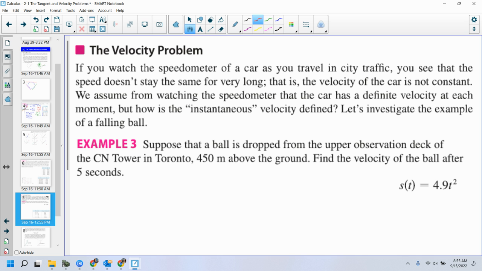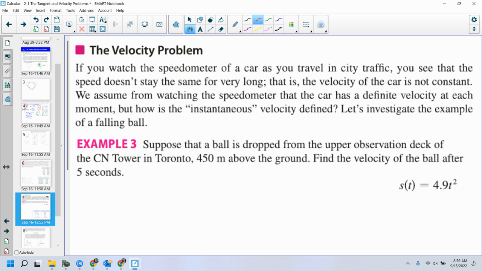We assume from watching the speedometer that the car has a definite velocity at each moment. You see the cop on the side of the road and you ask, how fast am I going? The speedometer is calculating the instantaneous velocity. But how is this instantaneous velocity actually defined? Think about time. If I say from right now to now, there's a little bit of a difference, right?